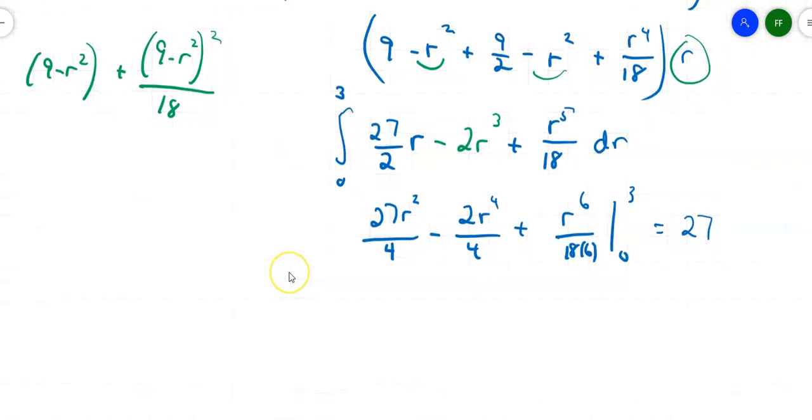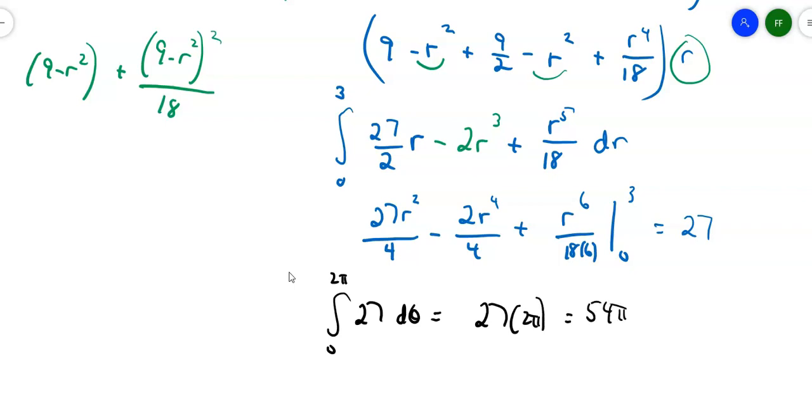Evaluate from 0 to 2 pi, 27 d theta, and that'll end up giving me 27 times 2 pi, 54 pi. All right, so that's how I do it. That's the mass in cylindrical coordinates.